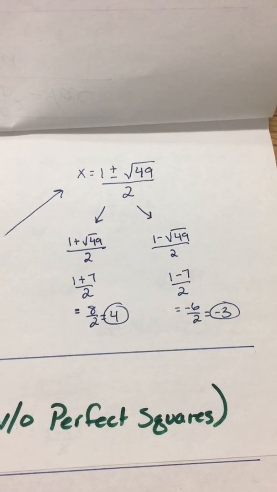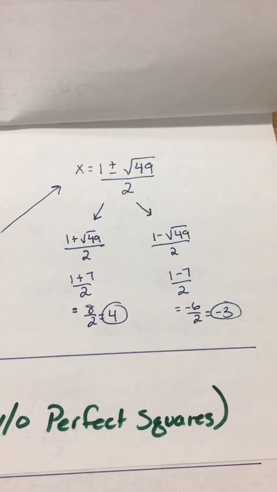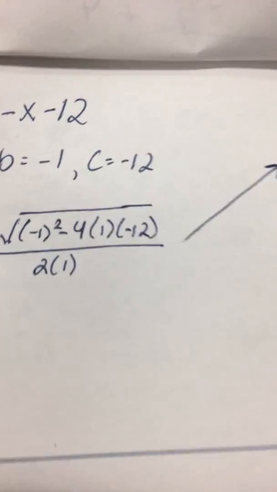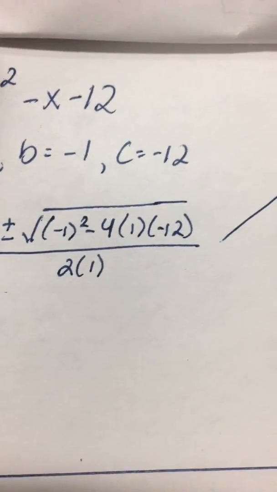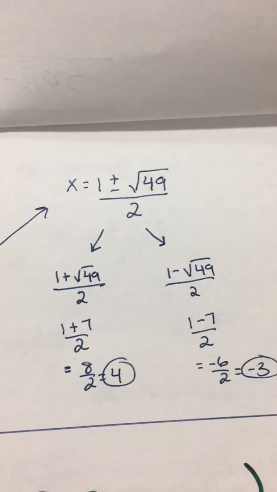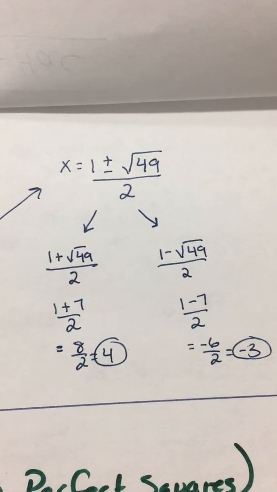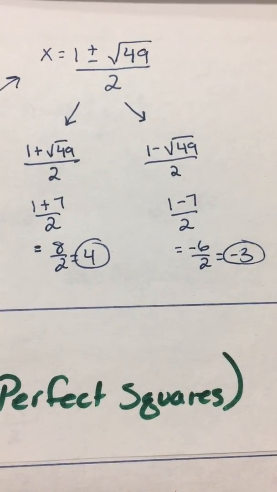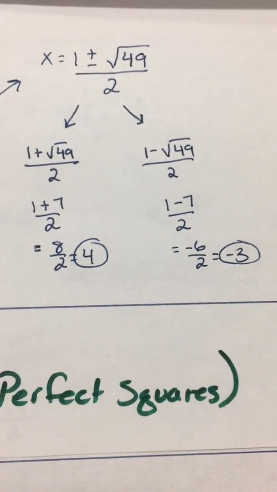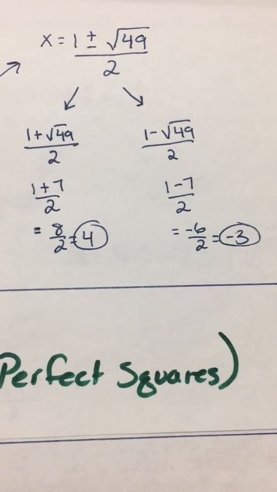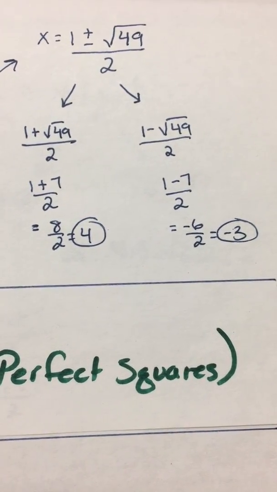simplified. All the numbers inside of the radical, inside of the square root, are called the discriminant. Everything right inside the square root is called the discriminant. So I simplified the discriminant, and the square root of 49 is 7, so that brings us down to here. 1 plus 7 is 8, 8 divided by 2 is 4. 1 minus 7 is negative 6, and negative 6 divided by 2 is negative 3.